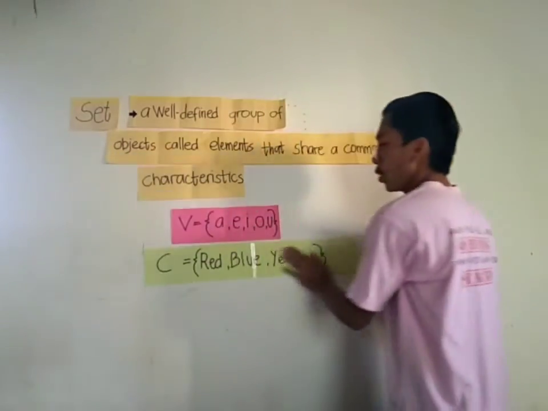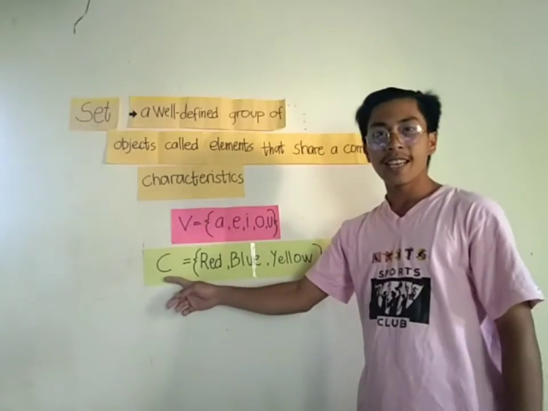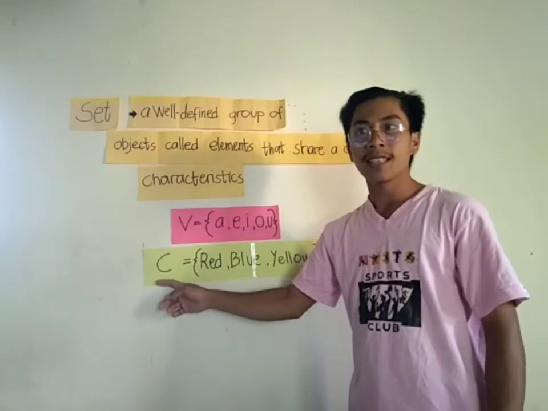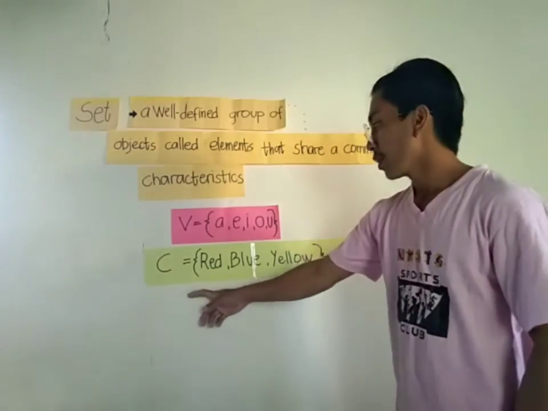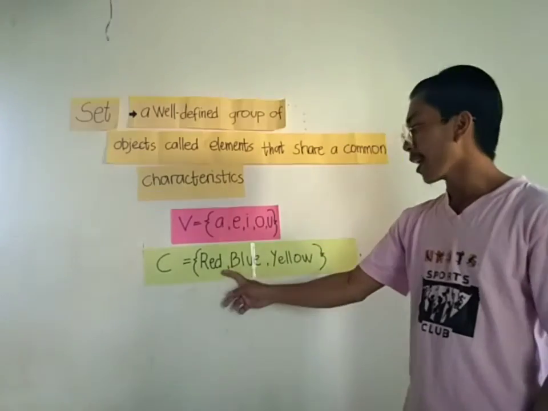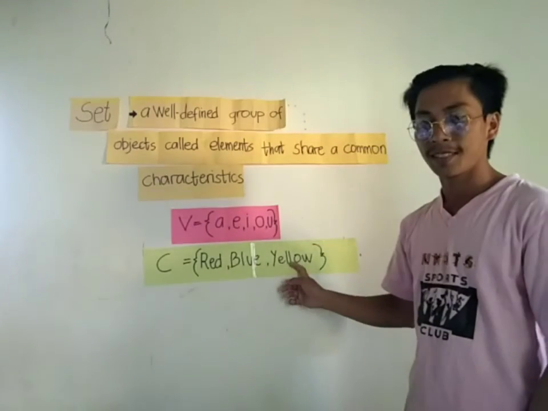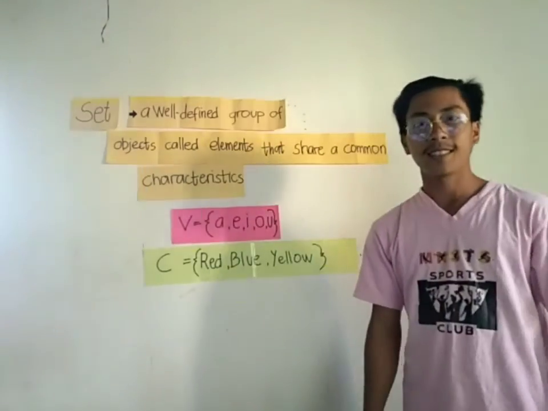We use the capital letter C to determine that our set is colors. So the primary colors are red, blue, yellow. So this is our set.